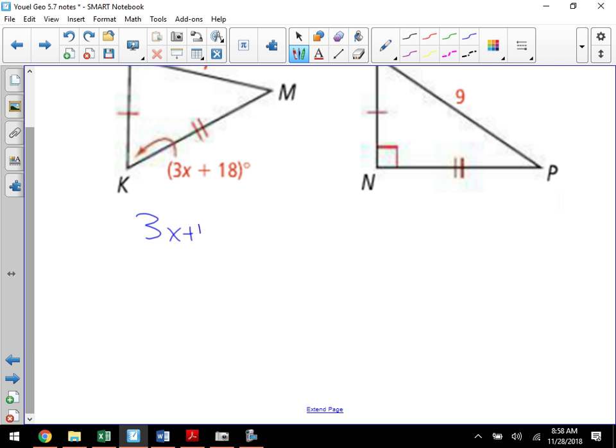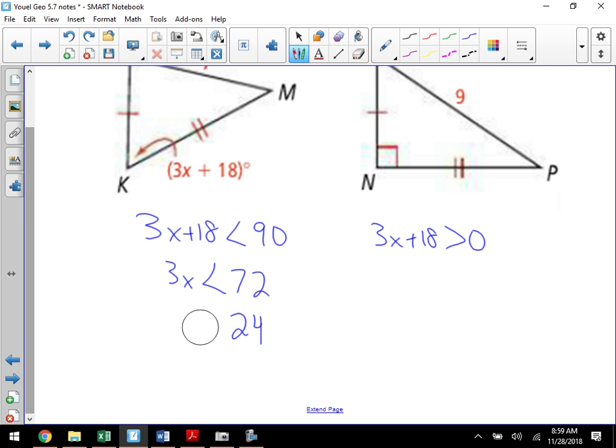The 3x plus 18 has to be smaller than 90. At the same time, 3x plus 18 has to be greater than 0, because you can't have an angle that's smaller than 0. That's why. Subtract 18. Divide by 3. Subtract 18. Divide by 3.